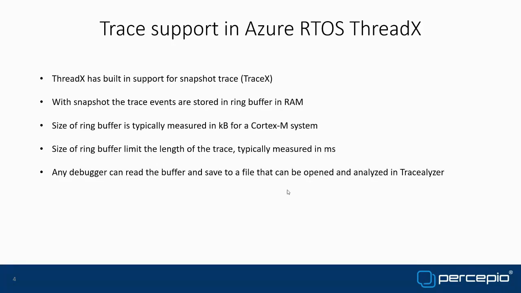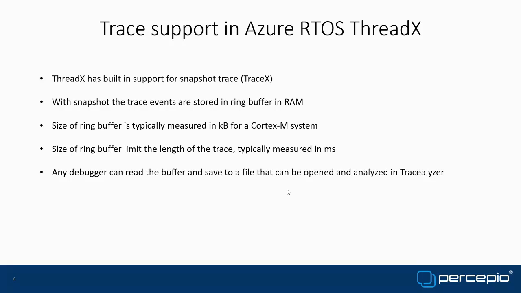And the limitation of the size of the ring buffer will also set a limitation on the length of the trace. So typically you can have a trace of maybe 100 milliseconds or 200, or if you have a large ring buffer, then you can record a trace for 1 second. With this setup, we can support ThreadX tracing with any debugger, since the debugger just needs to be able to save the content of the ring buffer to a file that can be opened in Tracealyzer.